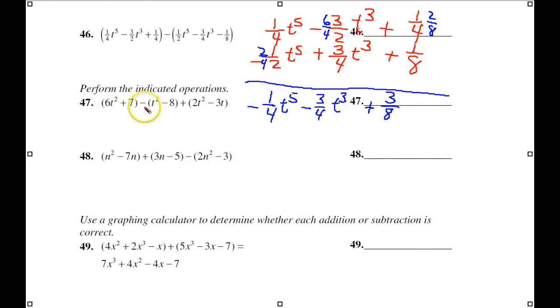Here again, just change these signs, not here. Line them up in like term columns. And again, you're changing just these two. Then combine like terms.